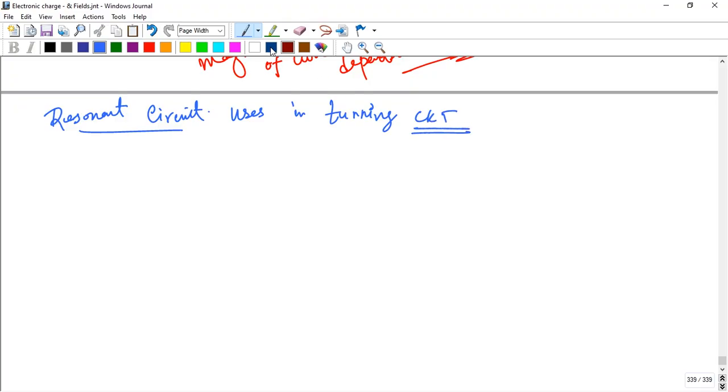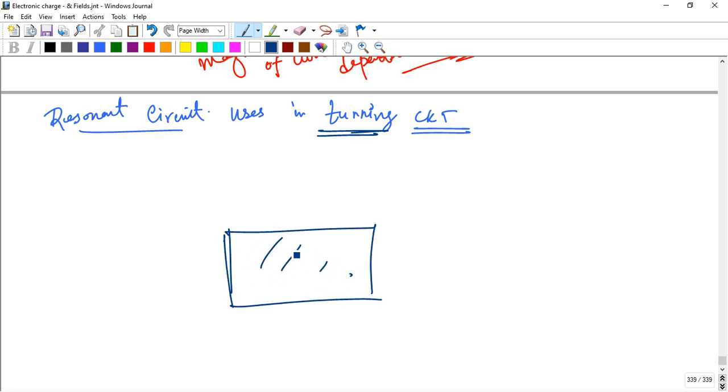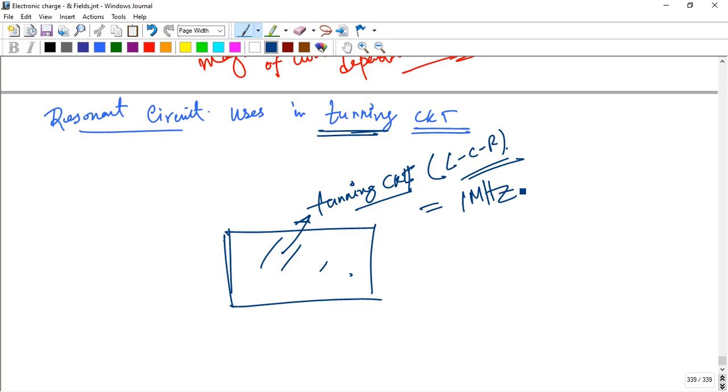So what is a tuning circuit? A tuning circuit is like that. Suppose there is a black box, and inside there is a tuning circuit, suppose a series LCR circuit. Suppose the tuning frequency or resonant frequency is 1 megahertz, and there is an input signal here. Suppose there is a radio signal.